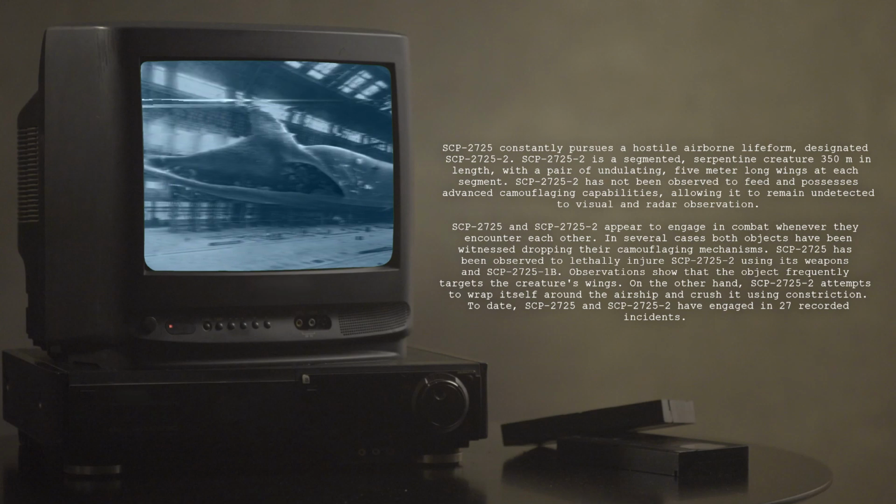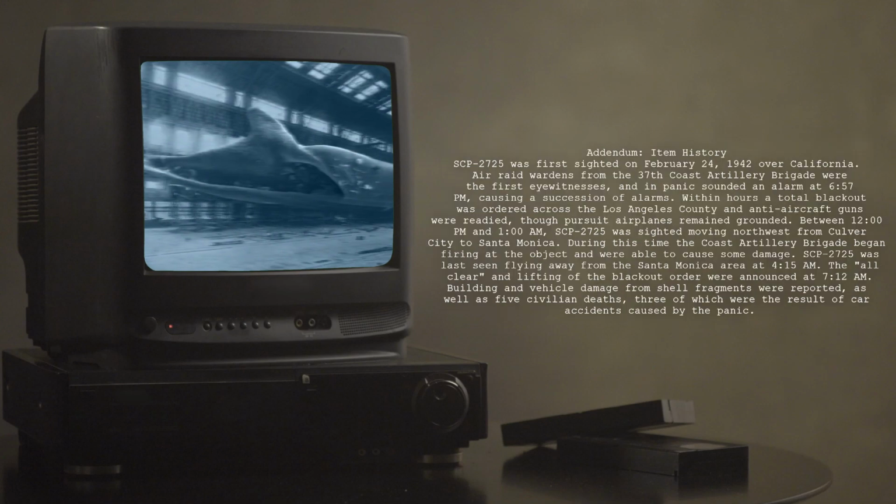Observations show that the object frequently targets the creature's wings. On the other hand, -2 attempts to wrap itself around the airship and crush it using constriction. To date, SCP-2725 and -2 have engaged in 27 recorded incidents. Addendum, item history.